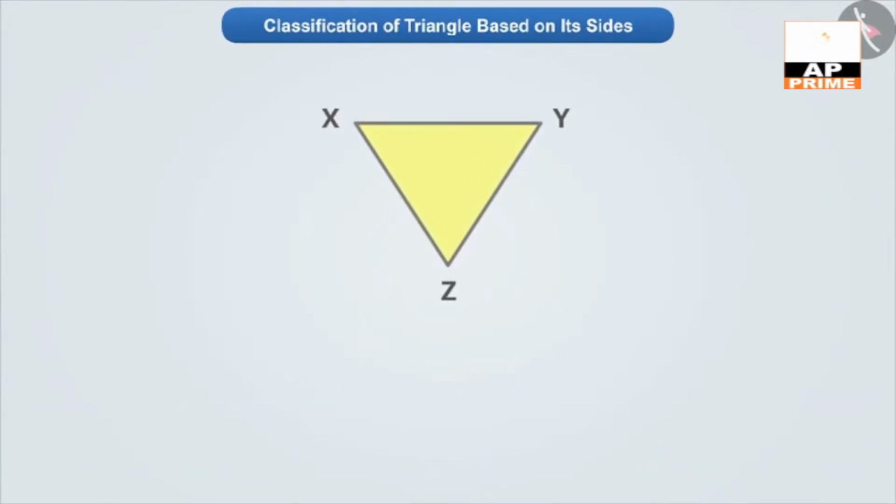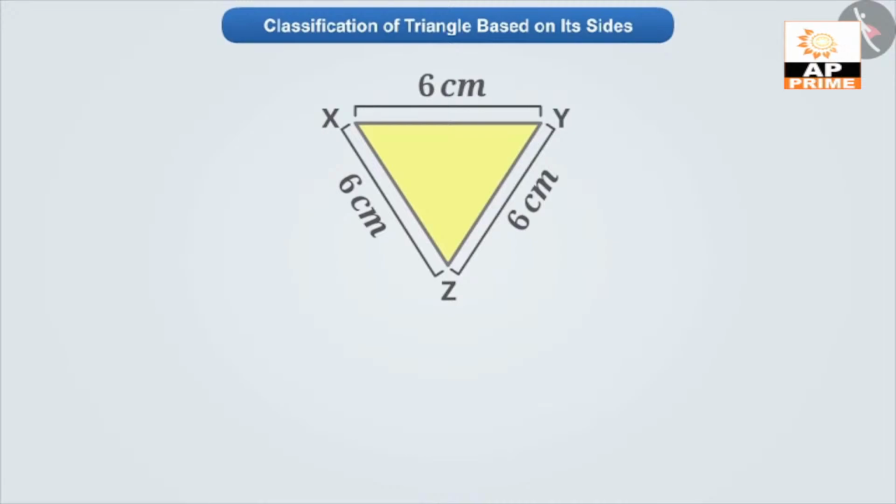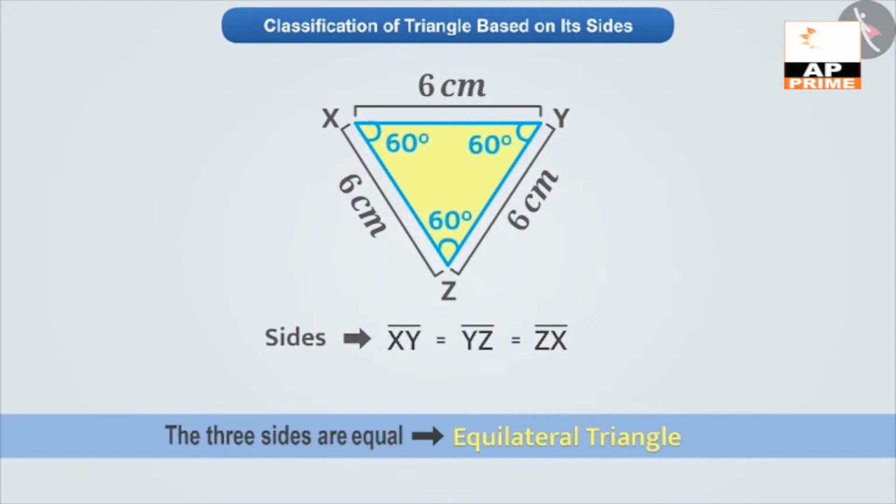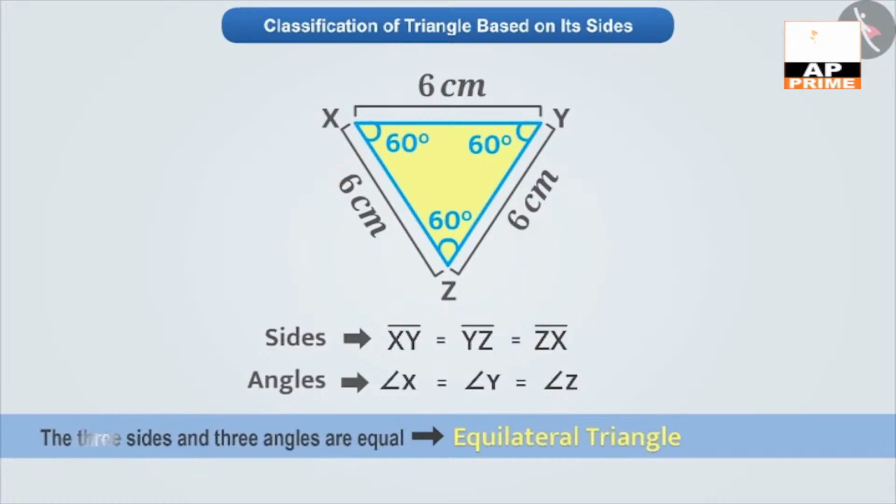Now, look at this triangle. On measuring this triangle, we find that all its 3 sides are equal. A triangle whose 3 sides are equal is known as an equilateral triangle. If we measure its angles, we find that all the angles of such a triangle are also equal. That is, all the sides and all the angles of an equilateral triangle are equal.